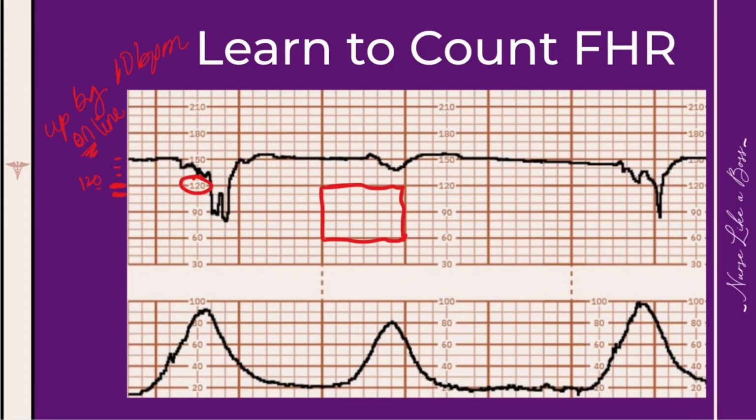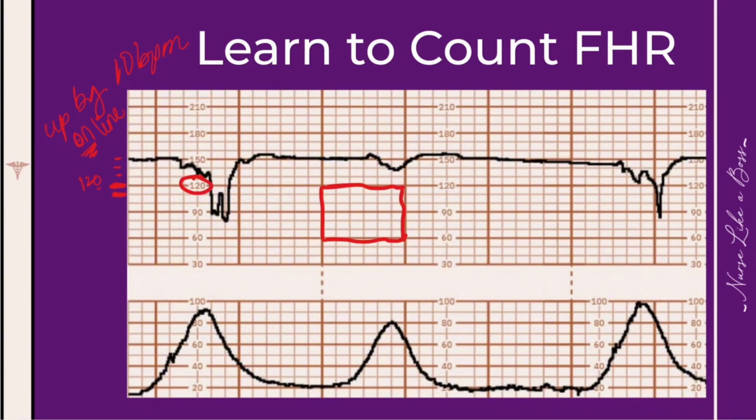Below that white space are the contractions. Let's ignore the contractions for now and focus on the heart rate. Above the white space, you'll see the number 30. That stands for 30 beats per minute. The next line up would be 40. The next line up would be 50. And the next bold line you'll see is 60.